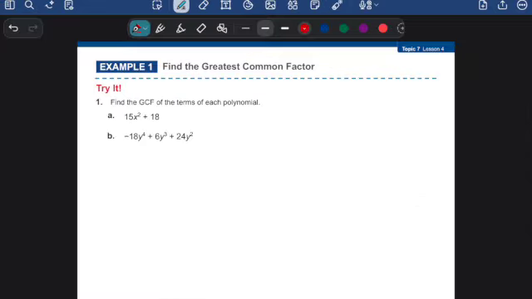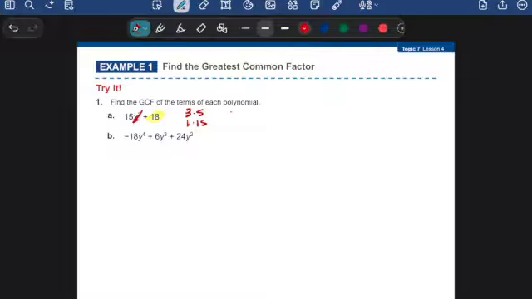So first we're just going to practice finding the greatest common factor for these terms. 15 and 18. Notice the second term, the 18, does not have an x variable, so x is not a greatest common factor. There's no x in the second term, so we can ignore that one. What are the factors of 15? Well, I've got 3 and 5, and I've got 1 and 15. Probably not going to be 1 and 15.